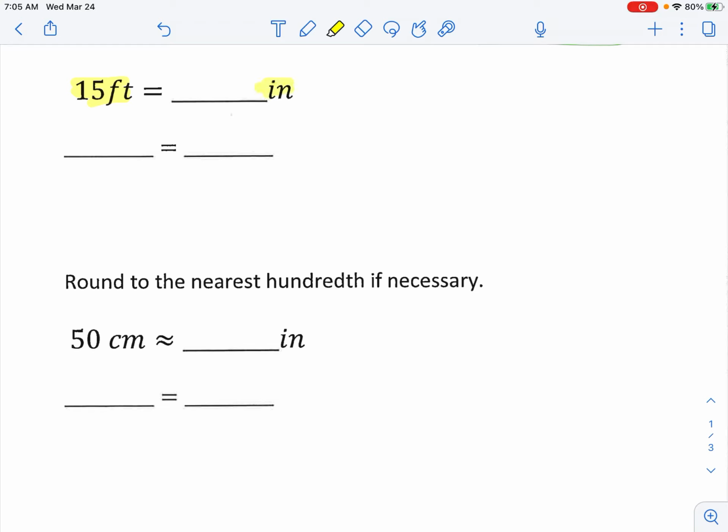15 feet is equal to how many inches? Go to your reference sheet and find your conversion from inches to feet or feet to inches. Over here, we're going to say that 1 foot is to 12 inches. Now, since feet is on the top on the left, feet has to go on the top on the right. 1 foot is to 12 inches, as 15 feet is to how many inches?